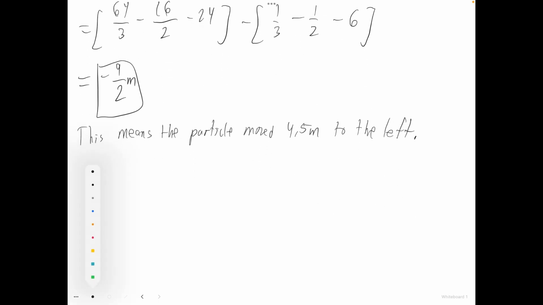So in other words, if we started right here, it did a bunch of stuff, and it ended up all the way over here, and this distance right here is 4.5 meters. And so we've gone 4.5 meters to the left of where we started, because we assume right is the positive direction. And so the negative is just telling us we moved to the left rather than to the right.